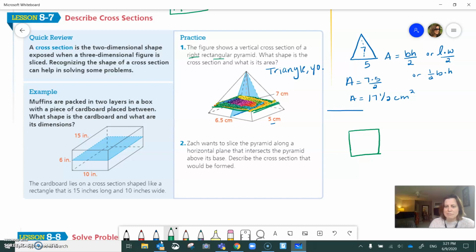Describe the cross section that would be formed. It's a rectangle. Definitely not a square, because it's going to be in proportion. So like if this side was half of this, then this side would be half of that, but they still aren't going to match each other, so it wouldn't be a square, it would be a rectangle.